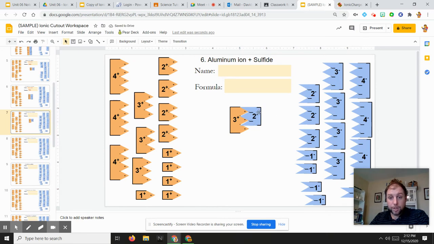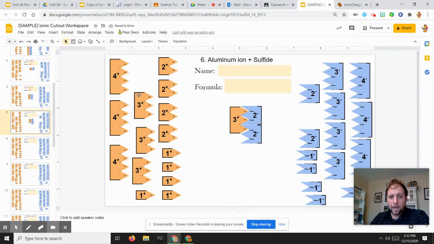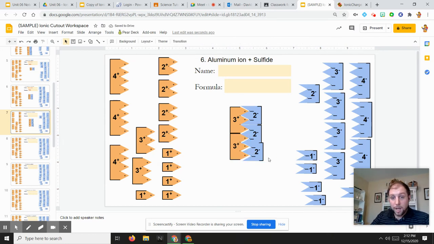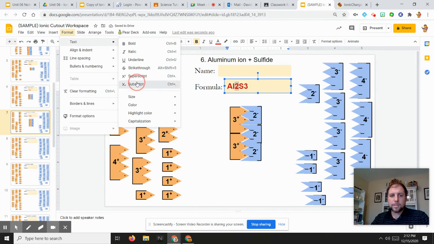Not good enough. There's still an opening down there. Okay, now we have an opening down here, so we have to get another aluminum ion. Now we have to get another. There we go. This works. A little bit messy, sorry if things don't line up perfectly. This is a balanced ionic compound, and it's made of 2 aluminums, so Al2, and 1, 2, 3 sulfides, so S3.